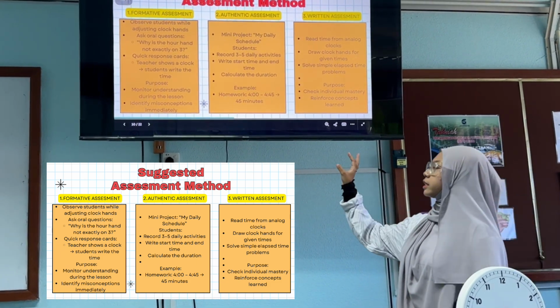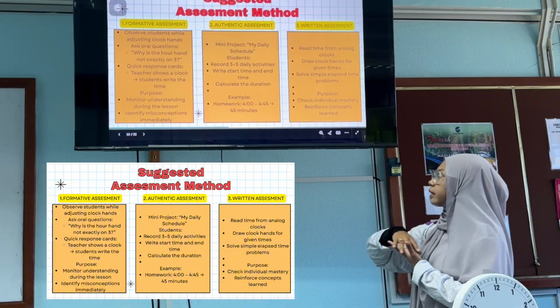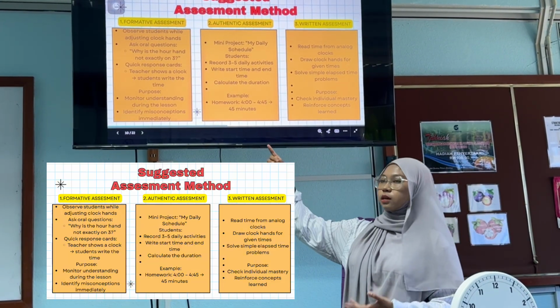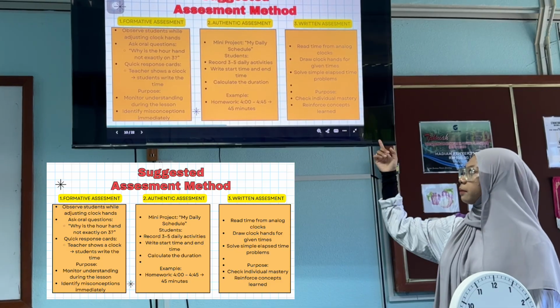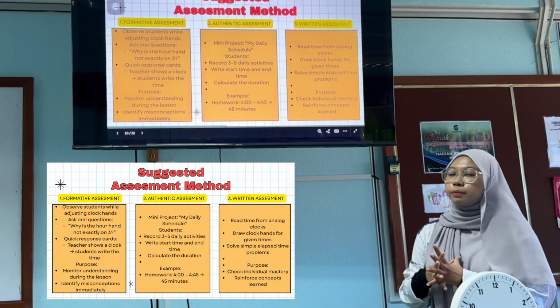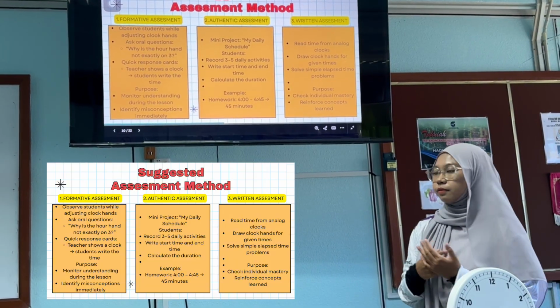So from the situation, the students can calculate the duration. For example, one of their daily activities is doing homework. So they do their homework from 4 p.m. until 4:45 p.m. So from the situation, they calculate that the homework has been done for 45 minutes.